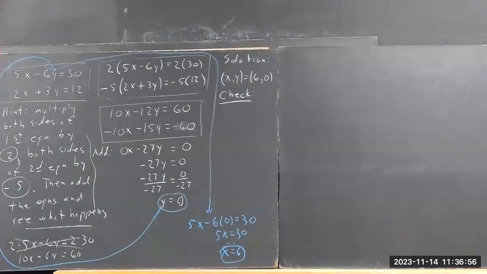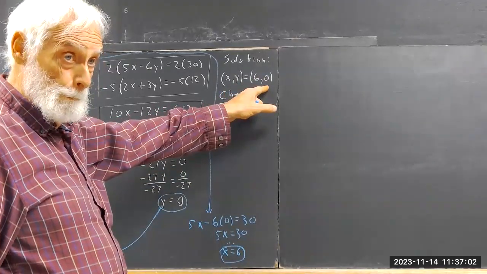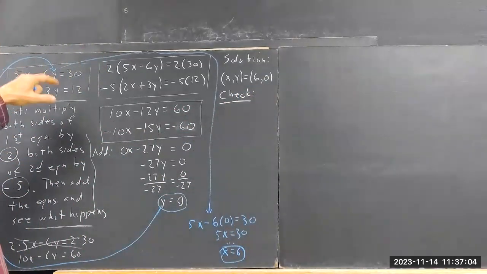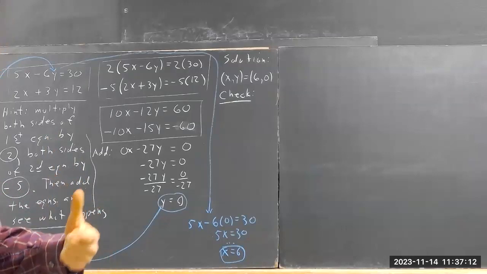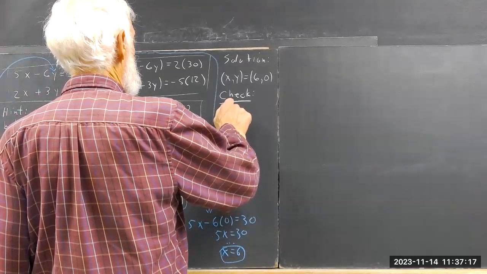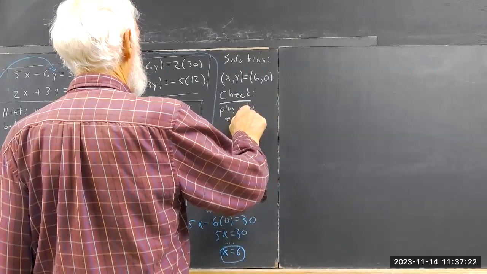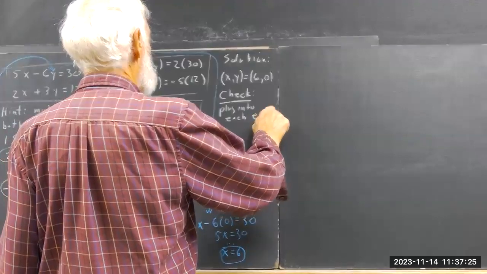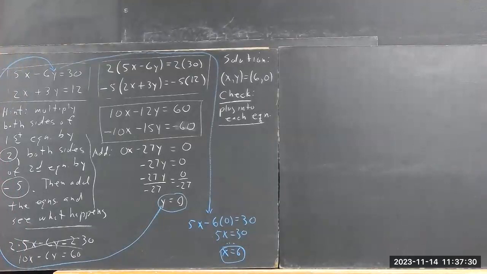Okay, how do we check? We plug in 6 for x and 0 for y. We plug that into the first equation, then we plug it into the second equation and see that it gives us the same thing on both sides each time. So we plug these numbers into each equation. Can you do that and verify whether we really got a correct solution or not?